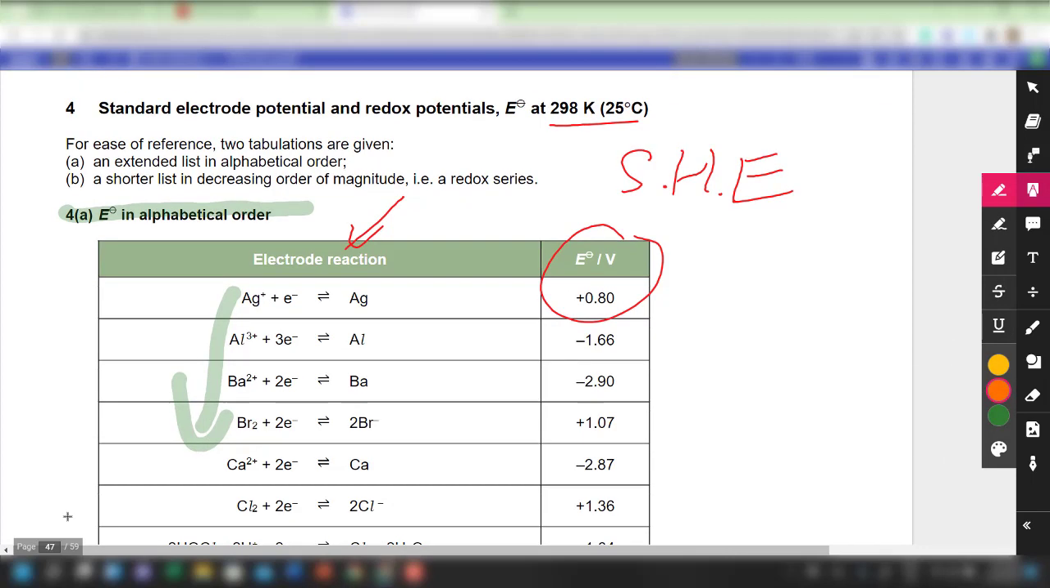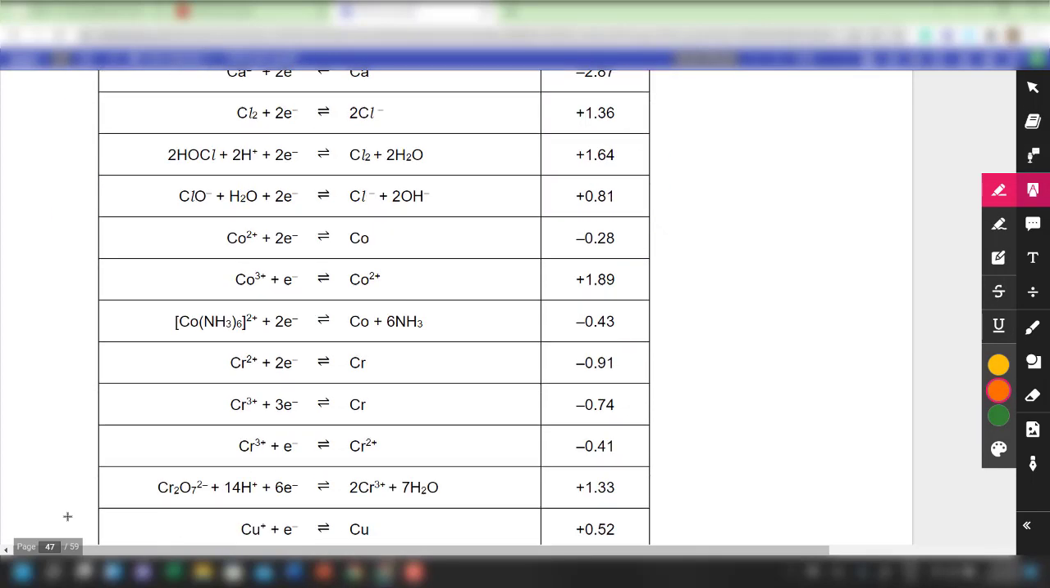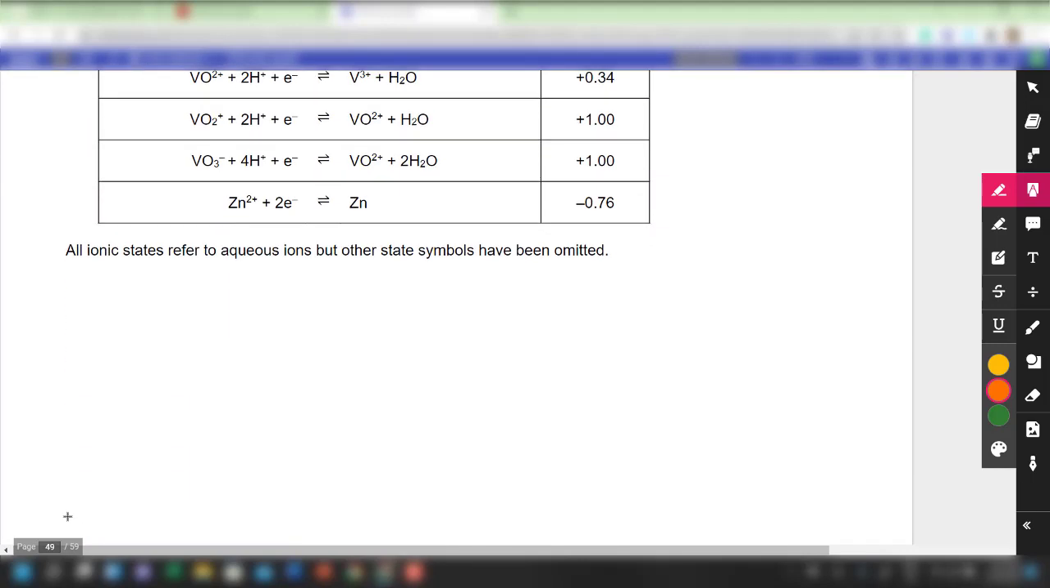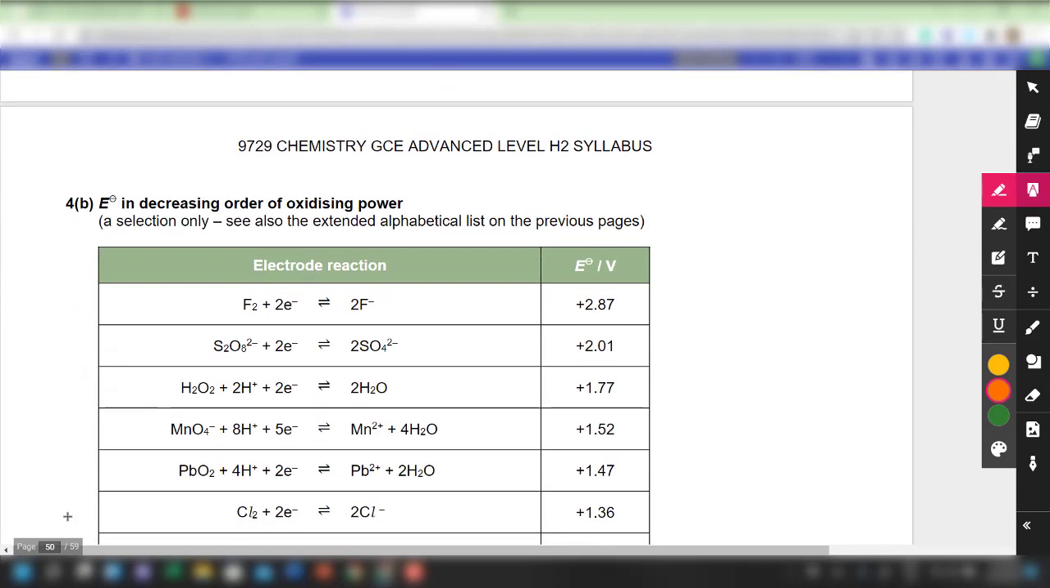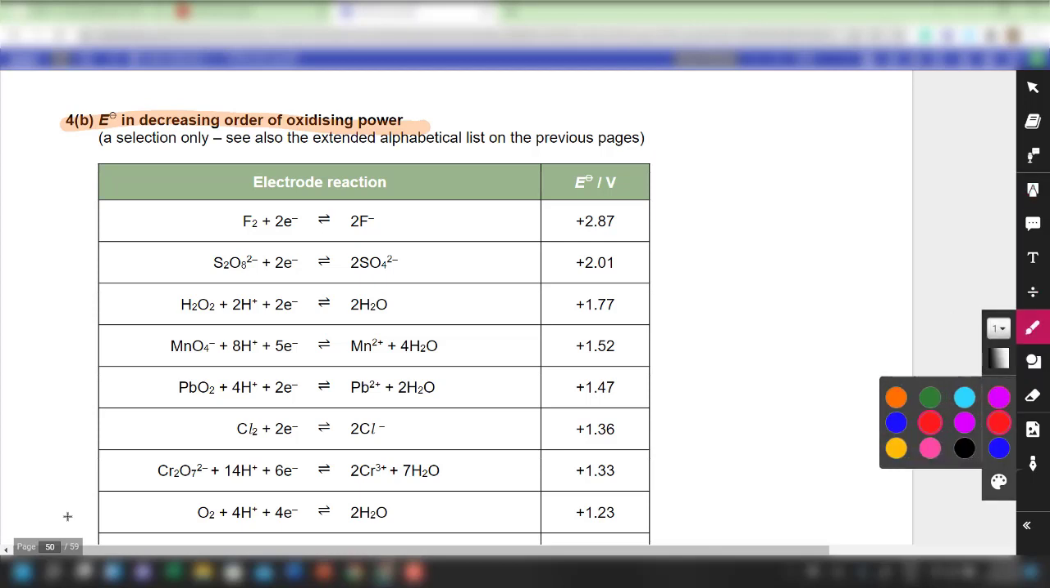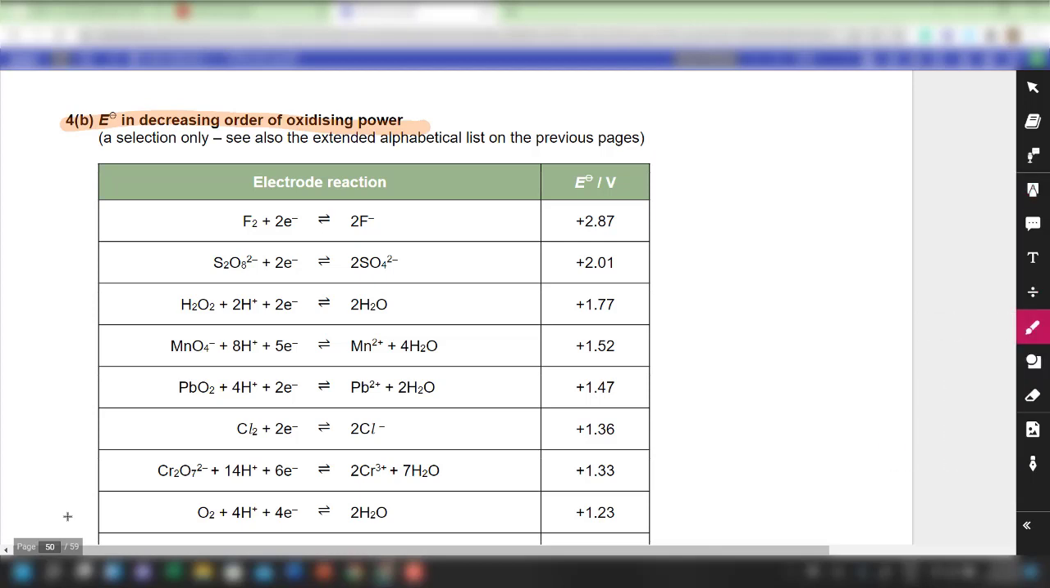Most students actually found 4A to be more useful. If you flip through to the last bit, you will notice that there is also a section 4B, showcasing the reduction potentials in decreasing order of oxidizing power. Most students don't find this page very useful.